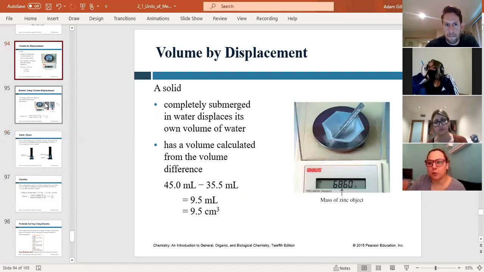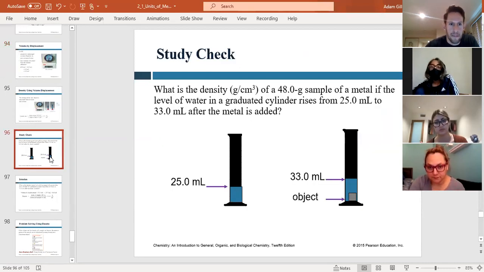So it's basically whatever you're trying to figure out the amount of. This is just a quick method for figuring out how much space something takes up.